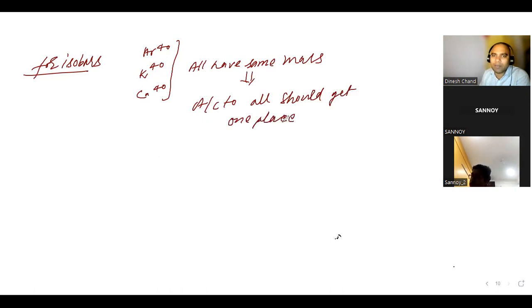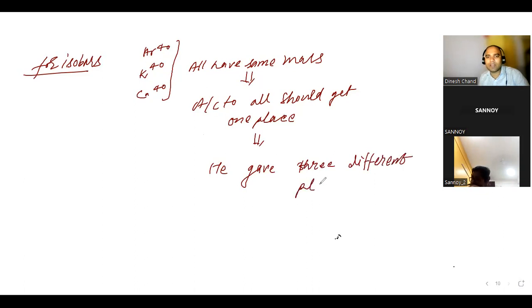If all are getting one place, then okay. But he gave three different places. Why? How can you give three different places? According to the law, it is a violation of the law. Yes or no? Yes, sir. It is not in increasing order of mass. It is the same mass. So he should keep the same place, but he kept three different places. So it also failed.